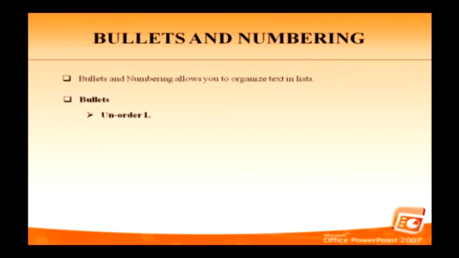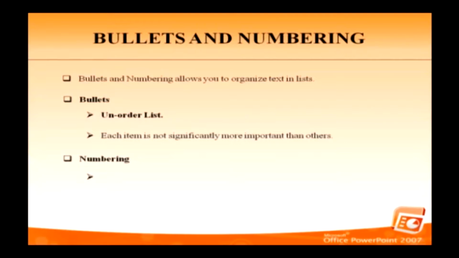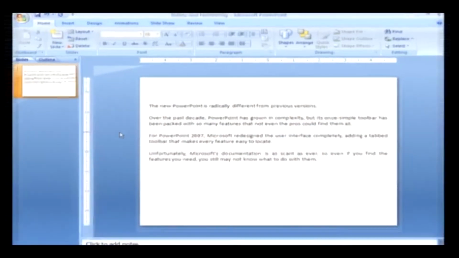Bullets are useful for unordered lists in which each item is not significantly more important than others. Numbering is useful for lists in which each item is part of a sequence of steps and has to be followed in that order. Creating bulleted or numbered text is simple. To work with it, follow these steps.